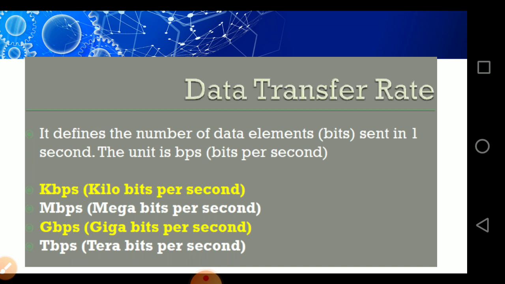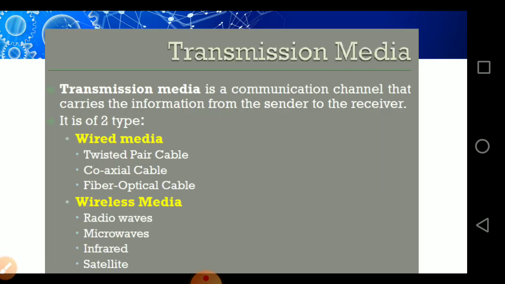Now coming to the data transfer rate. When you transmit data, it has to be measurable, right? So for measuring the data transfer rate, we use these terminologies. It's the number of data elements or binary digits sent in 1 second. The unit is bps, that is bits per second. And when it comes to more data, it becomes kilobits per second, megabits per second, gigabits per second, and terabits per second.